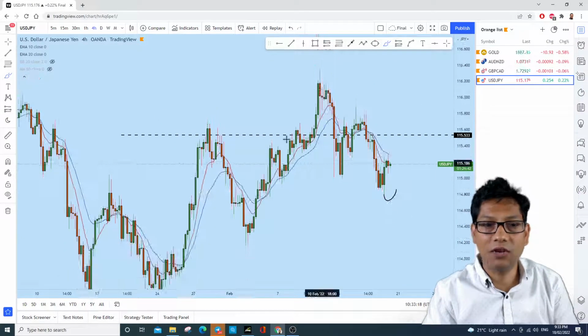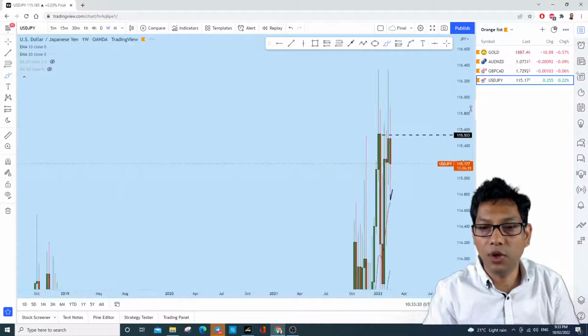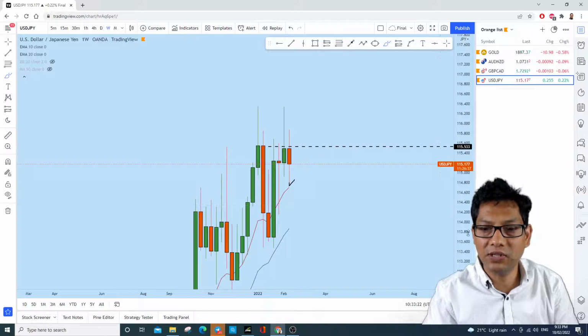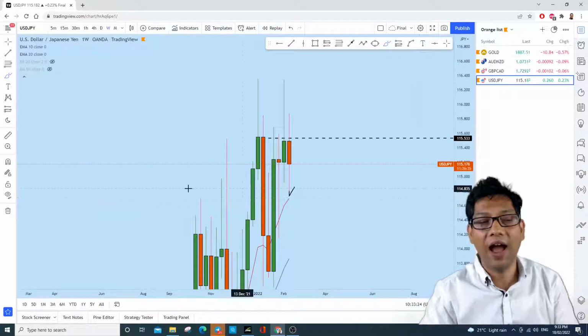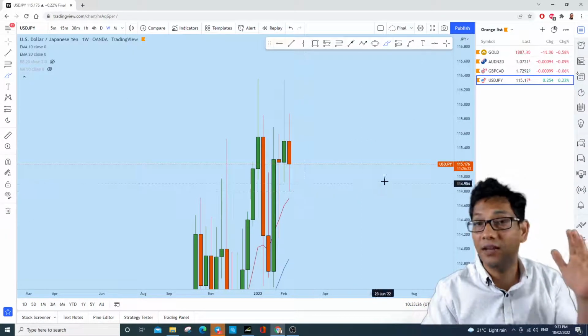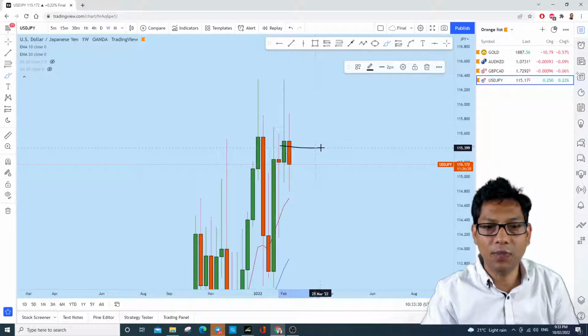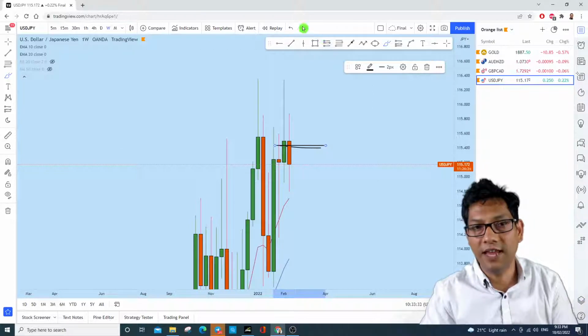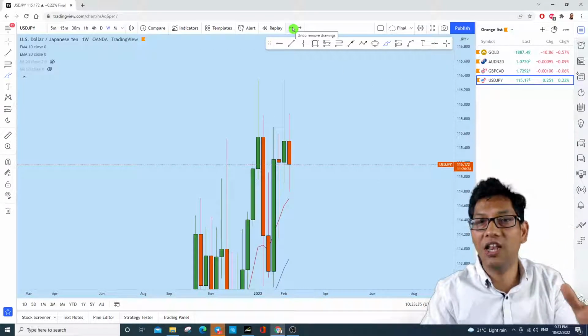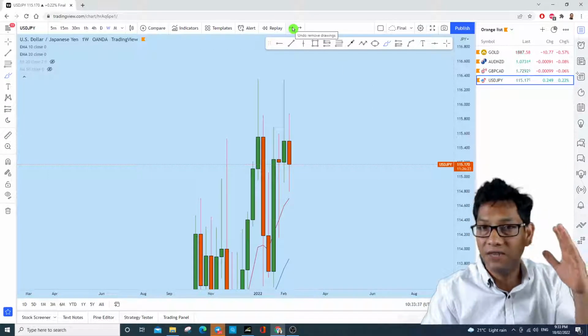Now let's see the higher time frame on the weekly. Weekly time frame, as you can see, next week it is highly likely that dollar yen might drop. If this week's candle closes somewhere here as a doji, then watch early next week. I will update definitely. Stay with me.